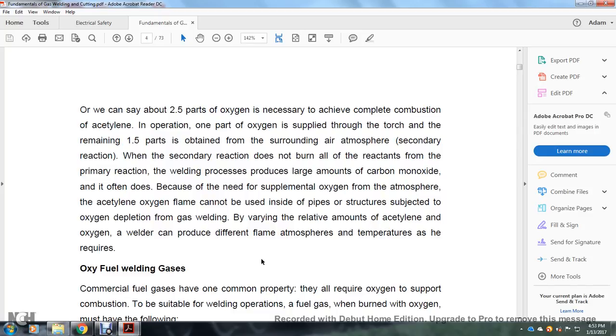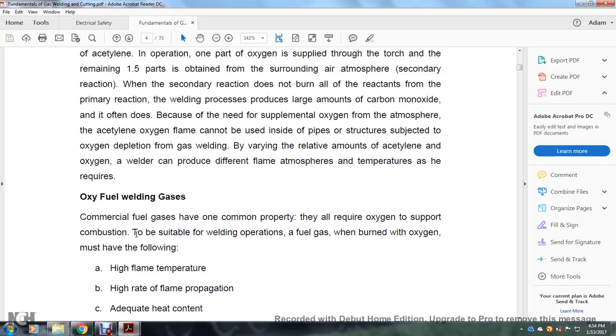When the secondary reaction does not burn all the reactants from the primary reaction, the welding process produces large amounts of carbon monoxide, and it often does because of the need for supplemental oxygen from the atmosphere. Oxyacetylene can be used inside pipes and structures subject to oxygen depletion. With gas welding, by varying the relative amounts of acetylene and oxygen, the welder can produce different flame atmospheres and temperatures as required.